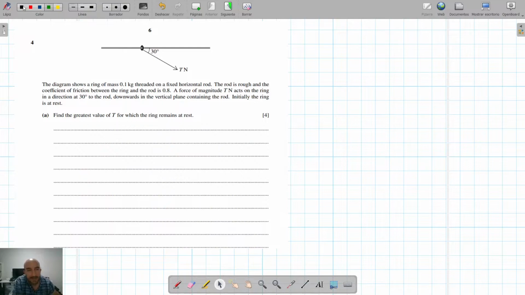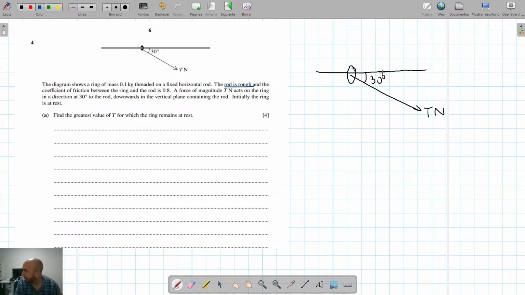Okay, so as in all of these exercises, the first thing we have to do is draw our forces, okay? So if our ring is here, and this is our tension, and this is 30 degrees, I'm going to draw the forces that we have there. So remember and look at that the rod is rough. Okay, so the rod is rough. We have a force of friction. Force of friction goes against movement. It's not moving now. It's just about to move. We have to consider it's just about to move.